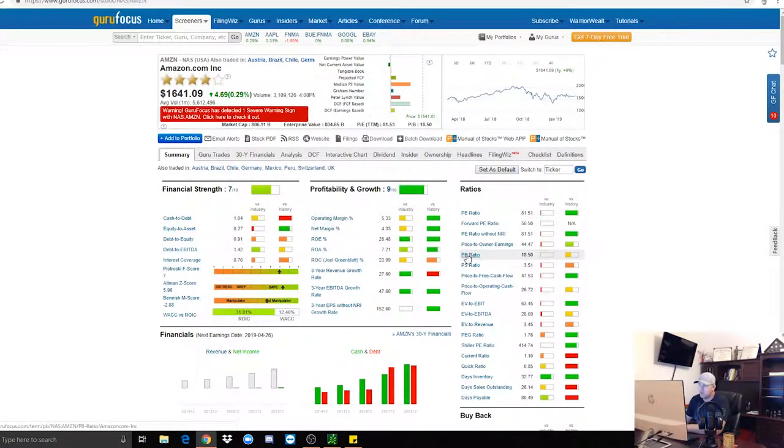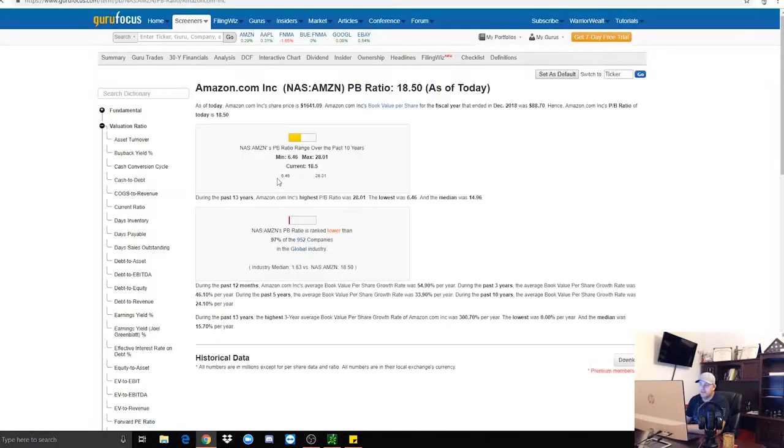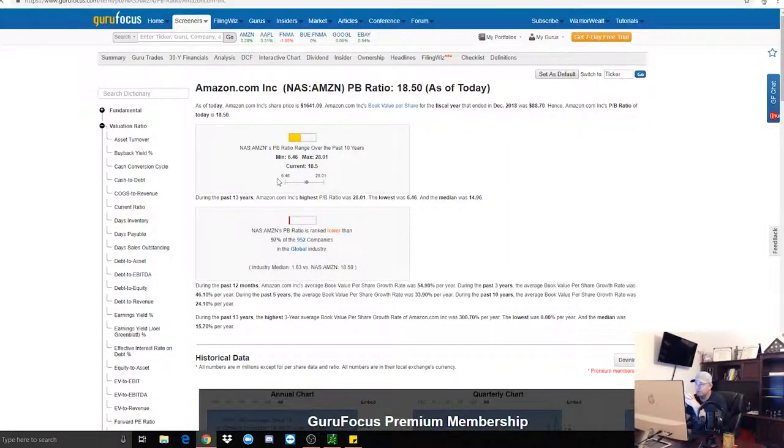So let's go to price to book value ratio being at an 18.5. And we can read that as of today, Amazon share price is $16.41. Amazon's book value per share for the fiscal year that ended in December 18 was $88.70. Hence, Amazon's price-to-book ratio of today is 18.51. So it breaks it down for you to basically understand the two, price-to-book value and also book value per share, and also the price-to-book ratio.